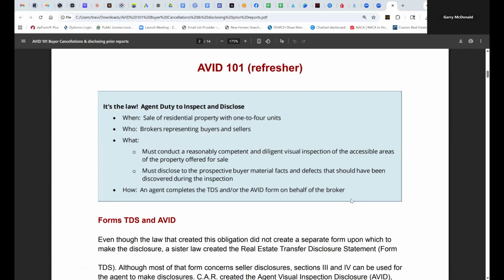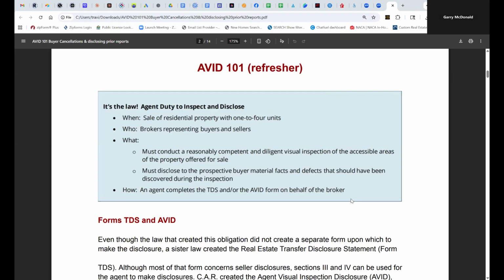First up, AVID 101, a refresher. If you never really looked at the AVID form and read how to complete it, or maybe you took a stab at it but didn't really do any training on it, we're going to go over a few things and why we have to do this form. The main reason is it's the law.